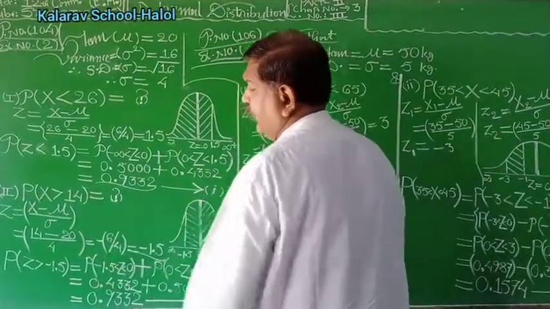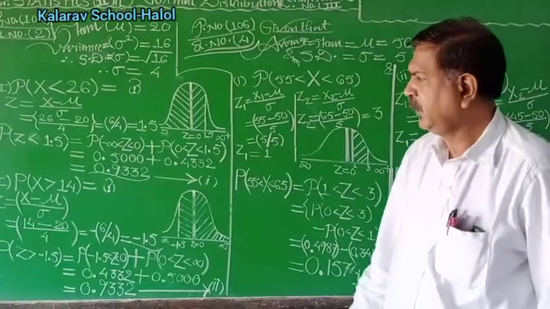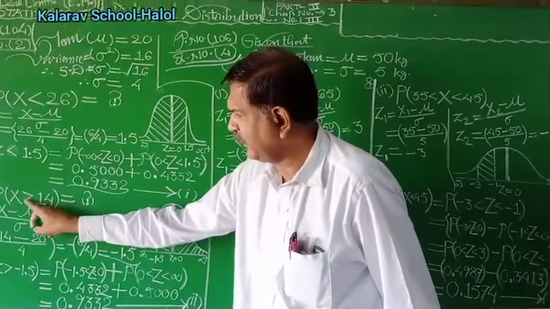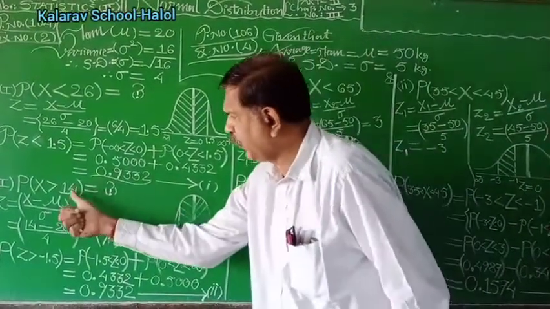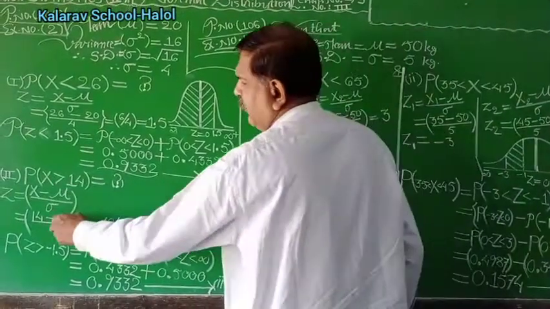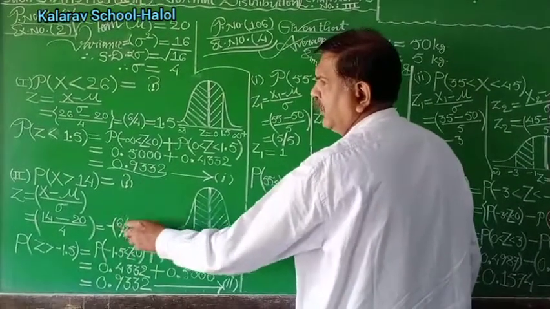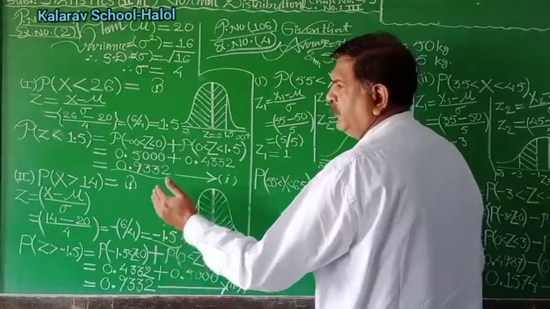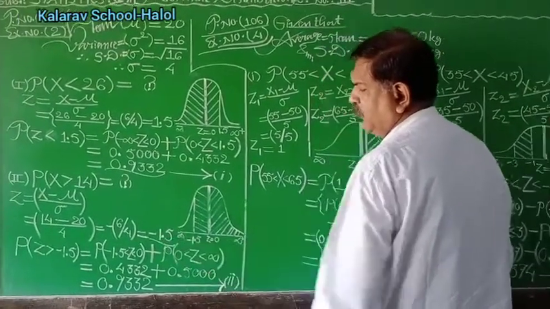X greater than 14 is the other question in this example. This is the sub part, right? X, the normal variate, is greater than 14. Greater than means right side of this value. But first of all, we have to convert this 14 in terms of Z. Z equals X minus mu upon sigma, 14 minus 20 upon 4, right? Minus 6 by 4, 3 by 2 with a minus sign. That is why minus 1.5. And the required area is the right side of this value, the right side of minus 1.5.